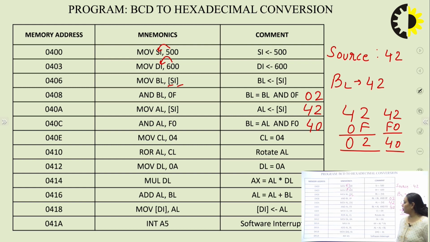So move CL comma 04. In 8086, register CL is a default counter, so we have put a count value 04 in register CL. Then ROR, rotate right. You have to rotate right the contents of AL, CL times. I'm having the data in the accumulator, that is 40, and I have to rotate it 4 times. When I rotate it right 4 times, this data will become 04.